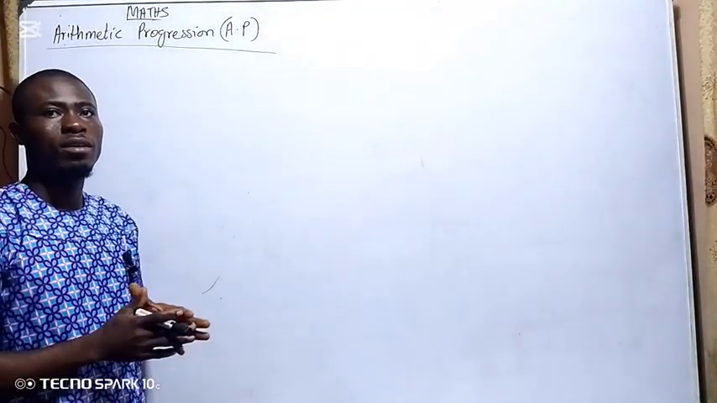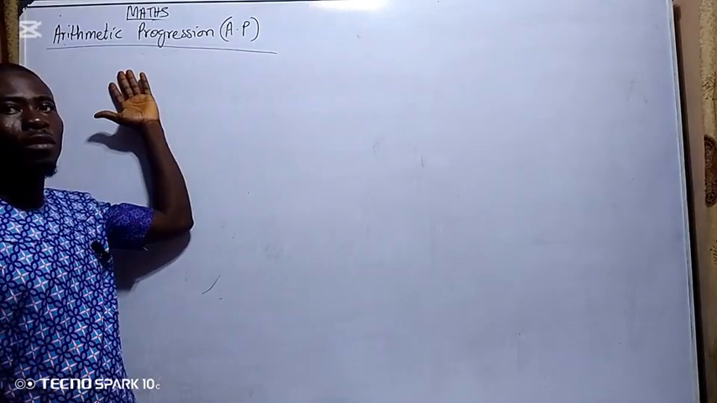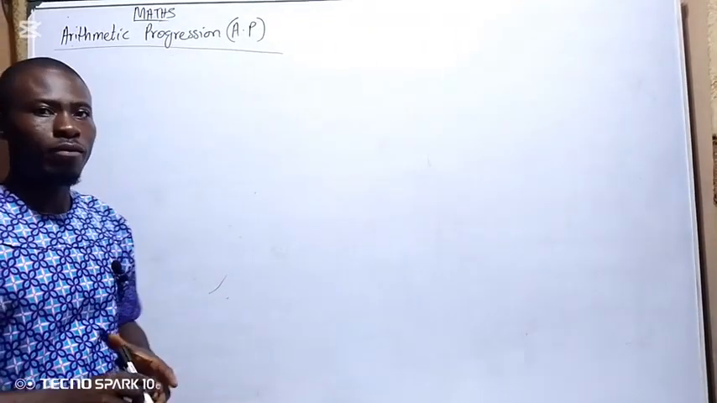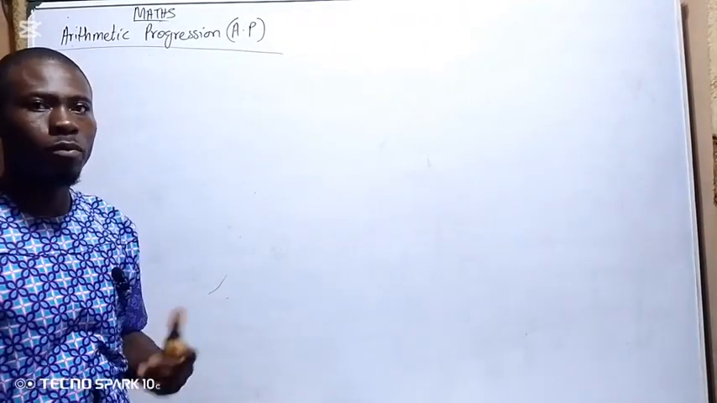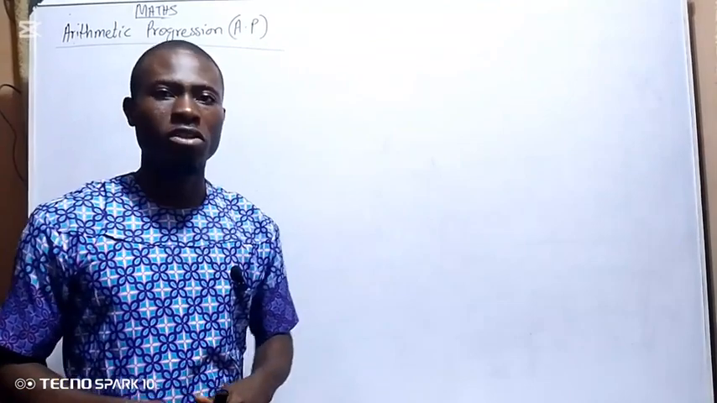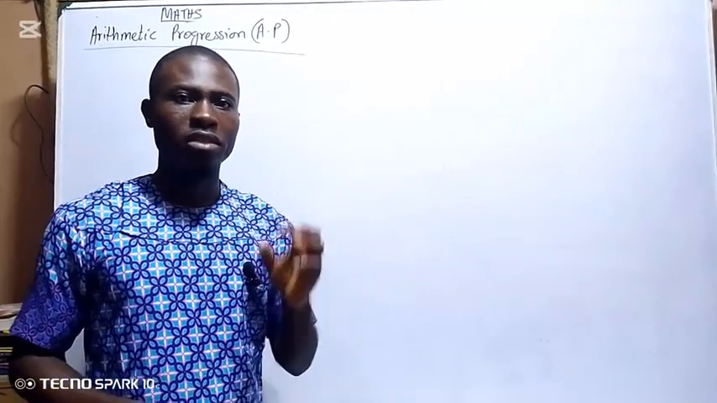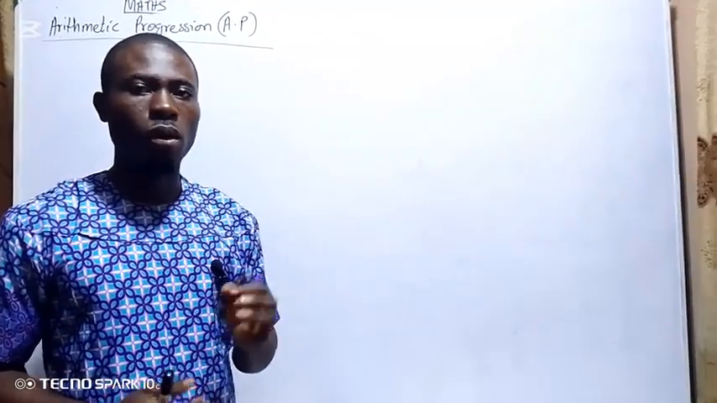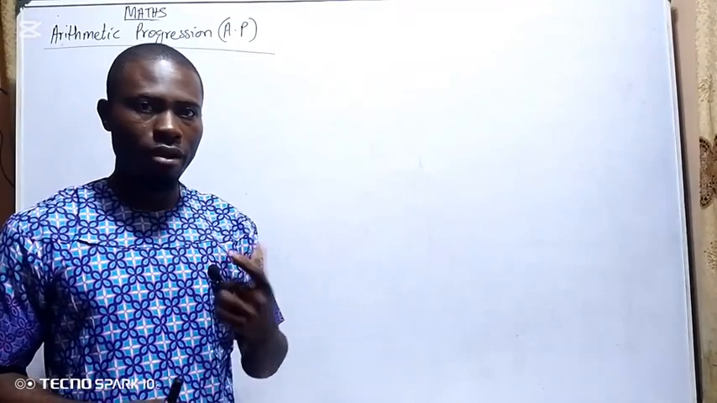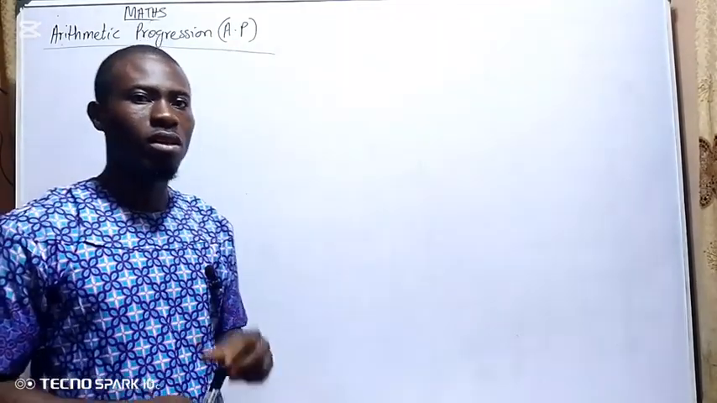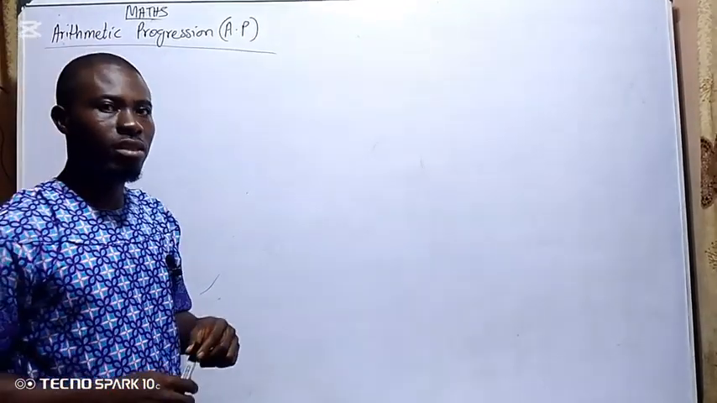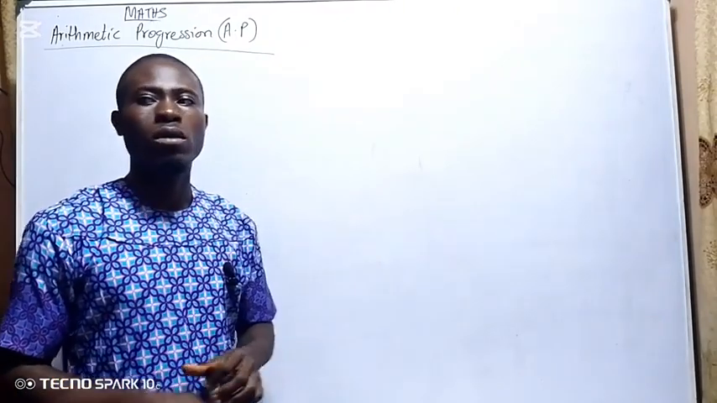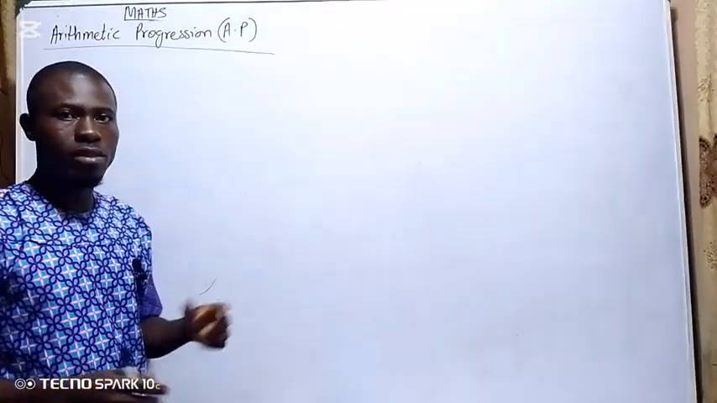Good morning. The topic we have on the board today is arithmetic progression, AP for short. What is an arithmetic progression? Arithmetic progression is a sequence generated by adding or subtracting a constant called a common difference. I repeat, arithmetic progression is a sequence generated by adding or subtracting a constant called the common difference.